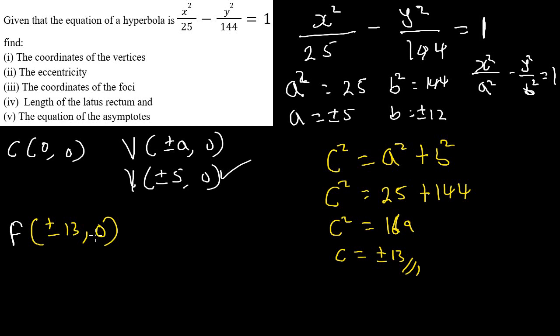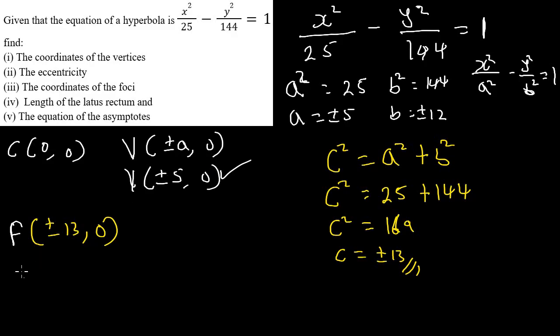Now, we mentioned transverse axis earlier. We also mentioned the distance between the two foci. In case you might be asked to find it, although they did not ask us to find it here, the transverse axis will just be 2a, and the distance between the two foci will be 2c, which is 2 times 13. So just keep that in mind.